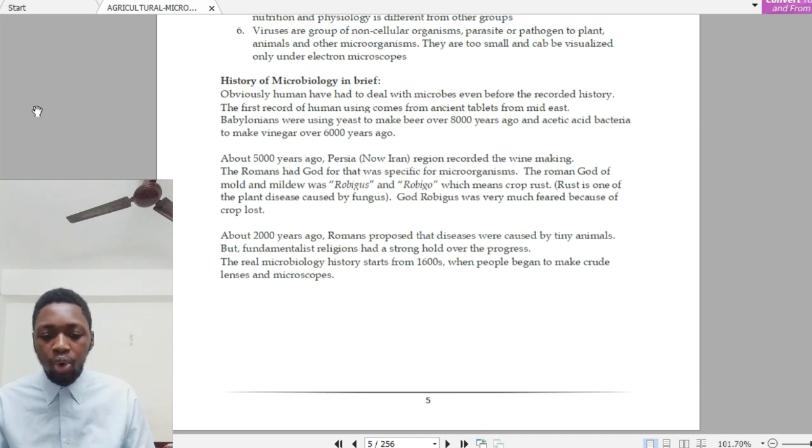About 2,000 years ago, Romans proposed that diseases were caused by tiny animals. But fundamentalist regions had a strong hold over the progress. The real microbiology history starts from the 1600s, when people began to make crude lenses and microscopes.